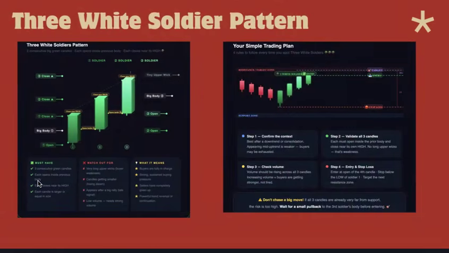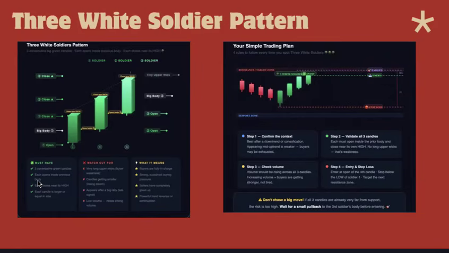Three white soldiers. Three white soldiers: three consecutive big green candles making higher highs and higher lows. It must have a big green candle that closes near its high.